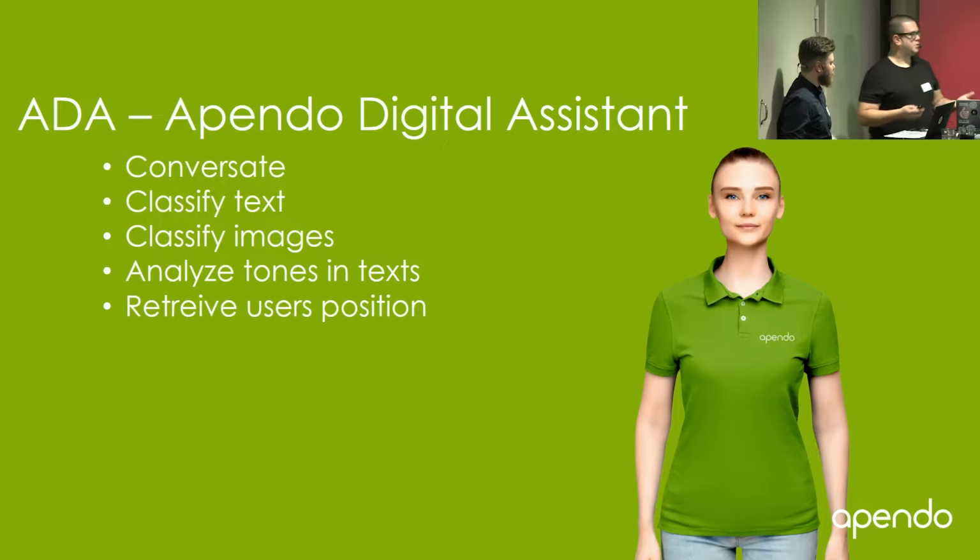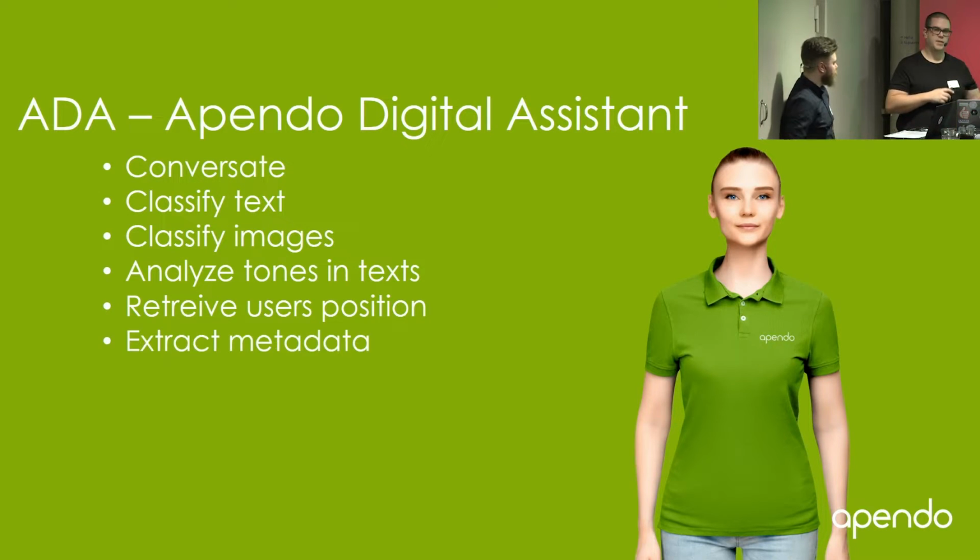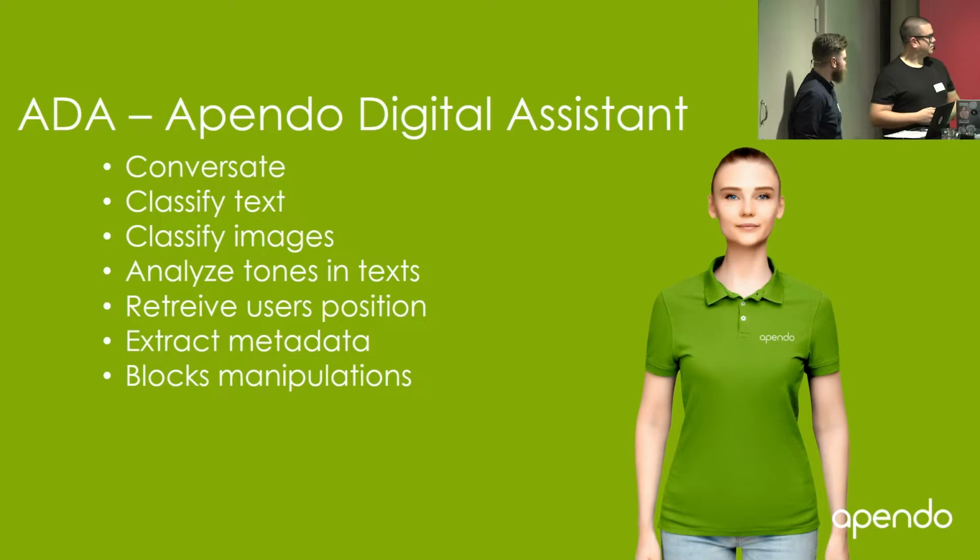We can retrieve the user's position. We can extract metadata out of the inputted text and pictures from the user. We can block manipulations because we saw quite early that our customers, or the users, are not necessarily polite and nice to the system. So we use the assistant to block different kinds of problems.